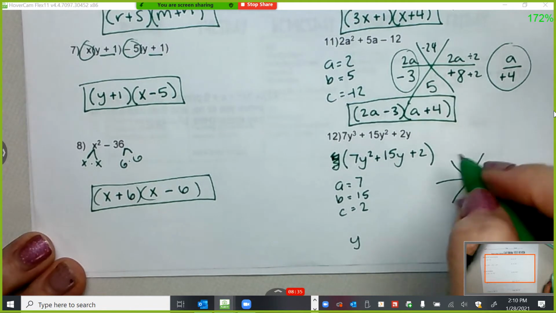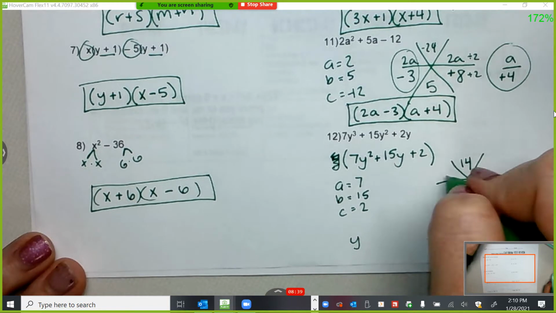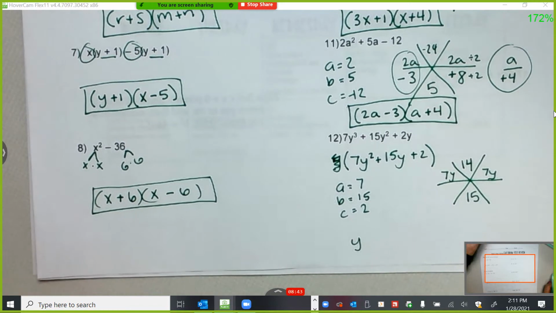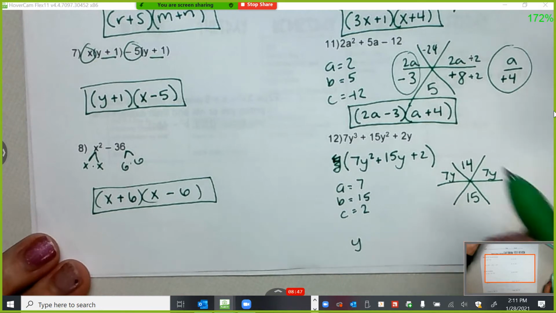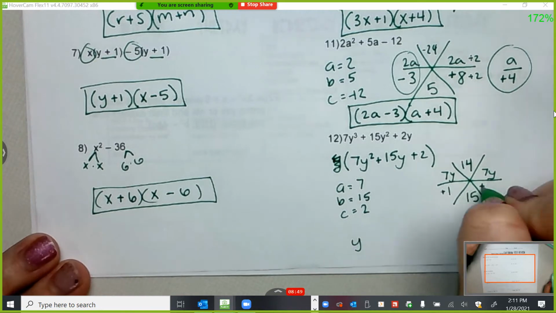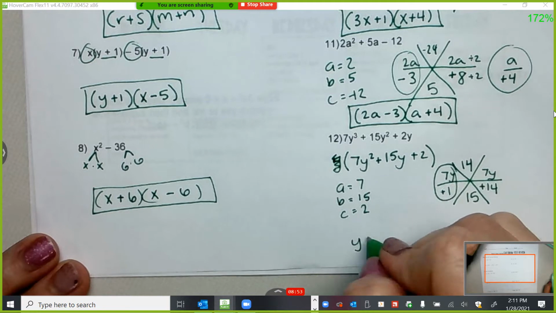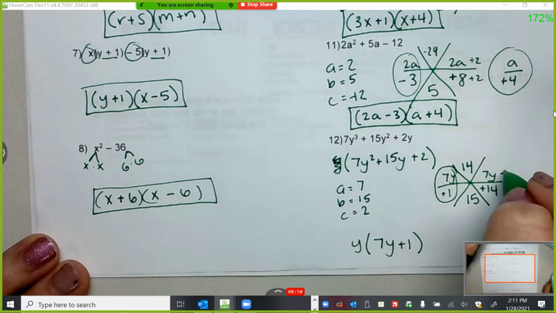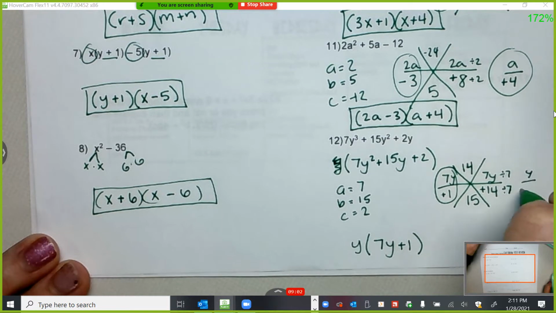Seven times 2 is 14. B is 15. Okay, what multiplies to give me 14 but adds to give me 15? Remember, when the bottom is 1 more than the top, it's just 1 times itself. This does not simplify. This side, however, does. 7 goes into both of those, and we get y over 2.